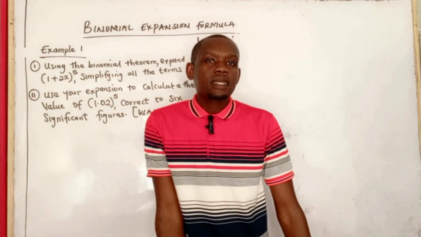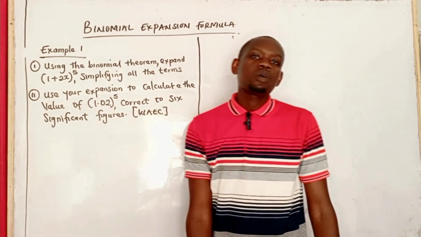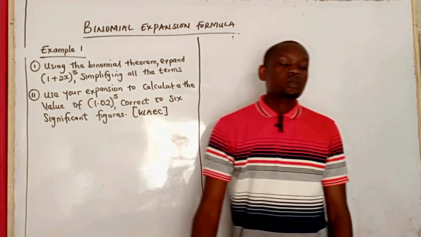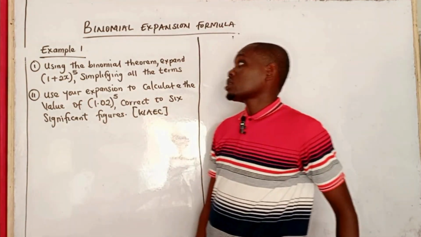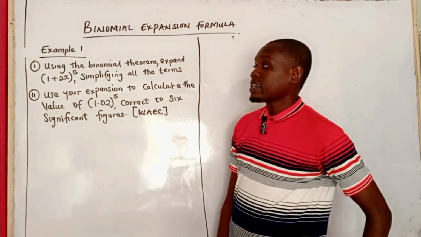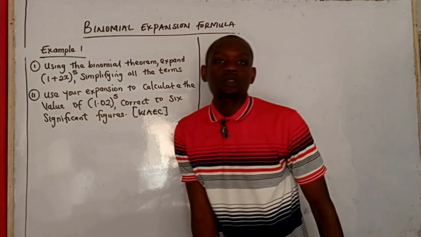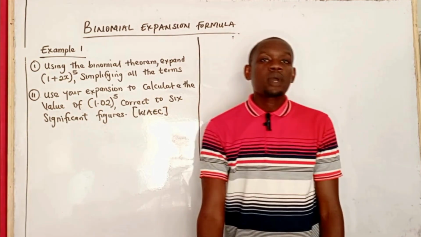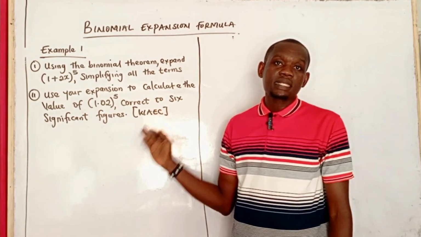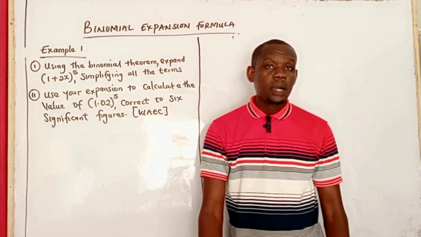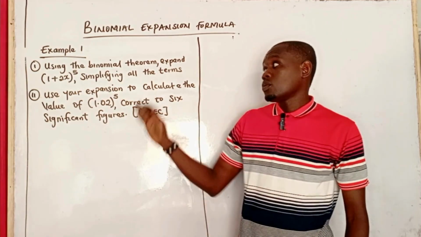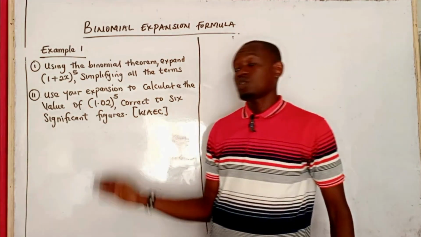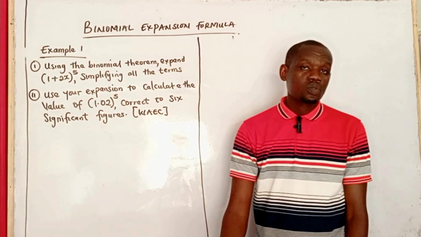Alright, now let's take a look at our first example on using the binomial expansion formula. If you look at the question we have on the board, the question is divided into two parts. So in order not to do a very lengthy video, we are going to divide this video for the answer to this question into two parts as well. The first part is going to answer the number one question, and the second part of the video is going to answer the number two question.